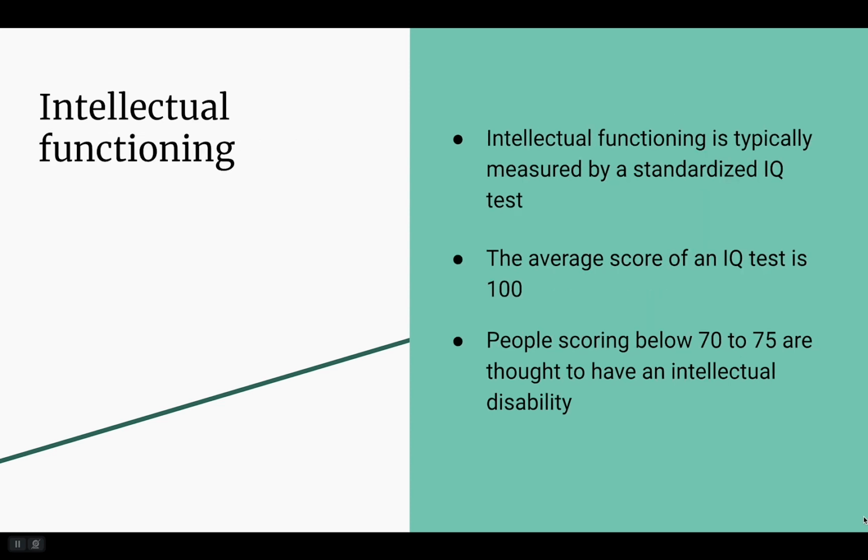Intellectual functioning is typically measured by a standardized IQ test. The average score of an IQ test is 100. People scoring below 70 to 75 are thought to have an intellectual disability.